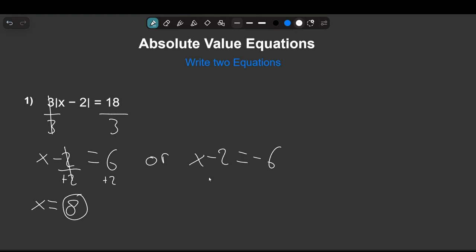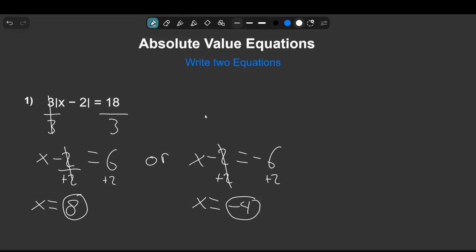Now let's go to the second one. We have x minus 2 equals minus 6. So again, we add 2 and it cancels out and we are left with our variable. Now minus 6 plus 2 will equal minus 4. This will be our second answer. Now we can check this by plugging the two answers in to see if both of them are correct.